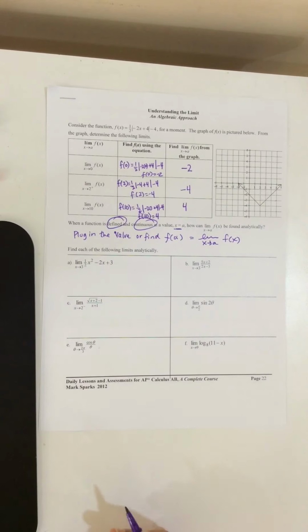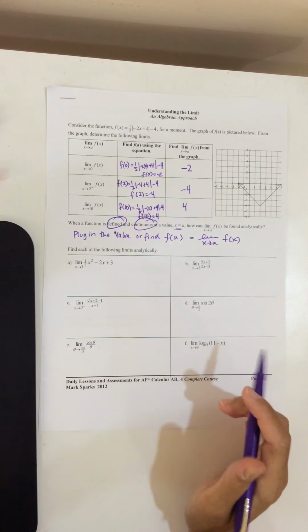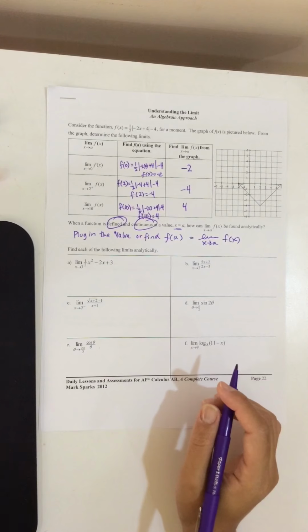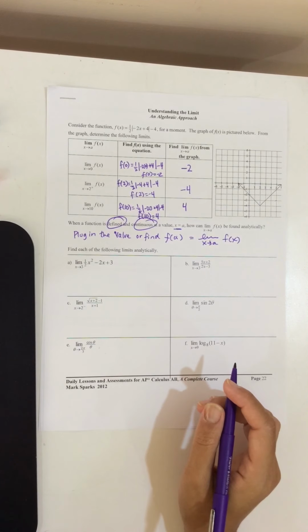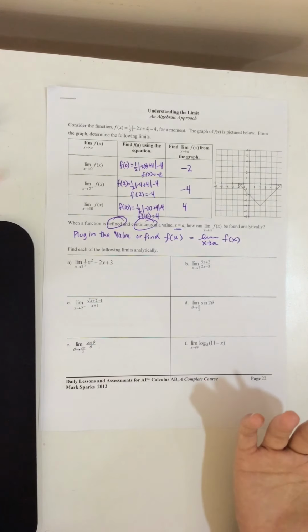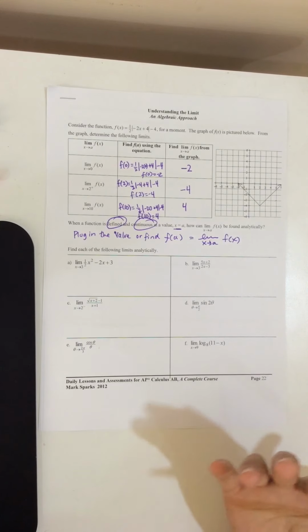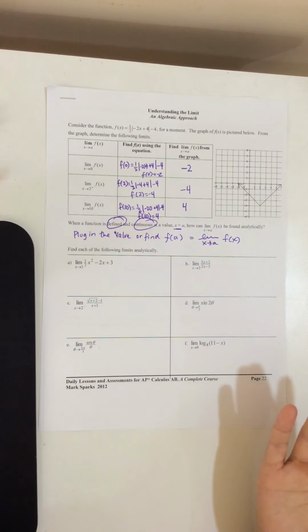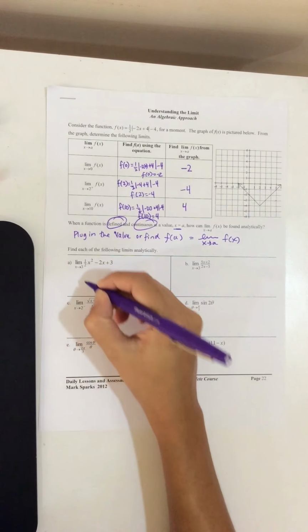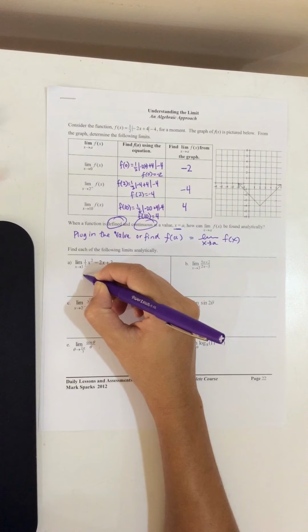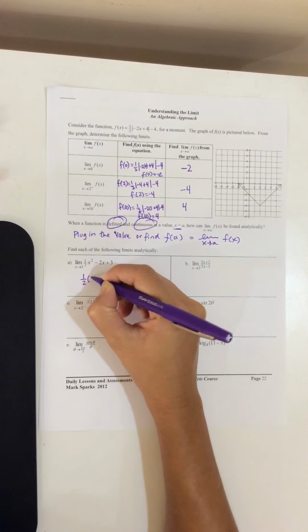So the first one says, what's the limit as x approaches 3 of 1/2 x squared minus 2x plus 3? So I have to think about what that function looks like. Is that function continuous? Yeah, it's just a polynomial function, right? It's not rational. There's nothing weird about it. So it's going to be continuous for all x's. The domain is all x's. So that means I can just plug in, I can find what the function's equal to when I plug in 3 for x.